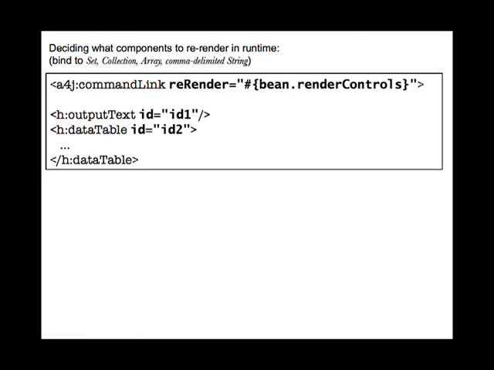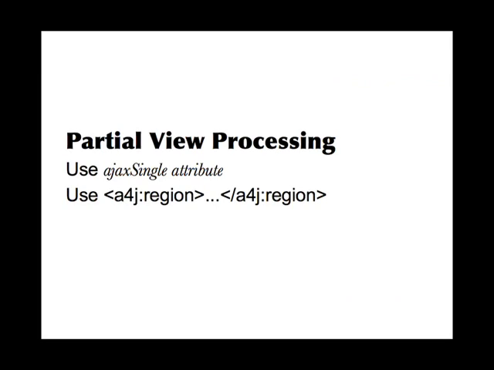Okay? And finally, you can decide on runtime. Right? If you have 10 controls, you say I want to render A, B, C, D, and so on. Of course, you need to know the IDs of controls. Okay? Partial view processing, and we didn't show it here, but it's, for example, very useful for validation.